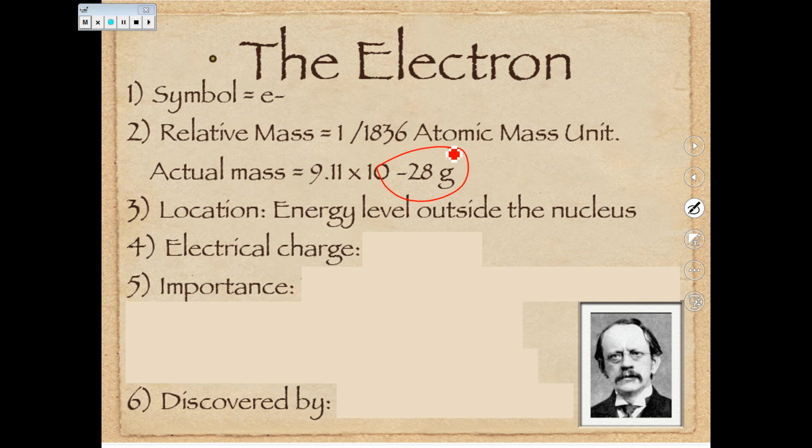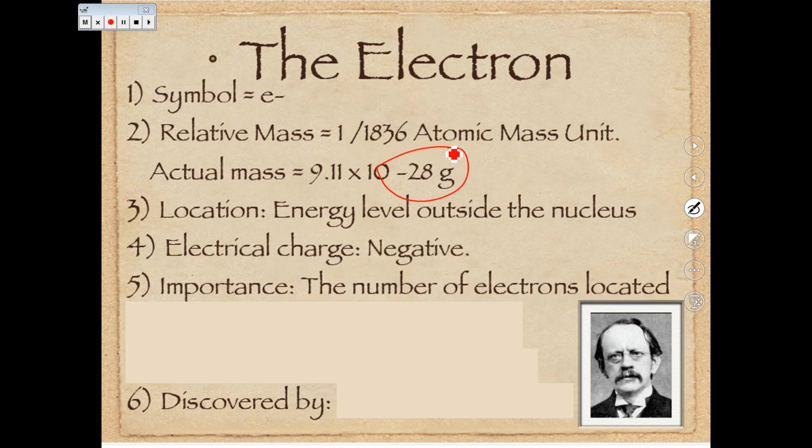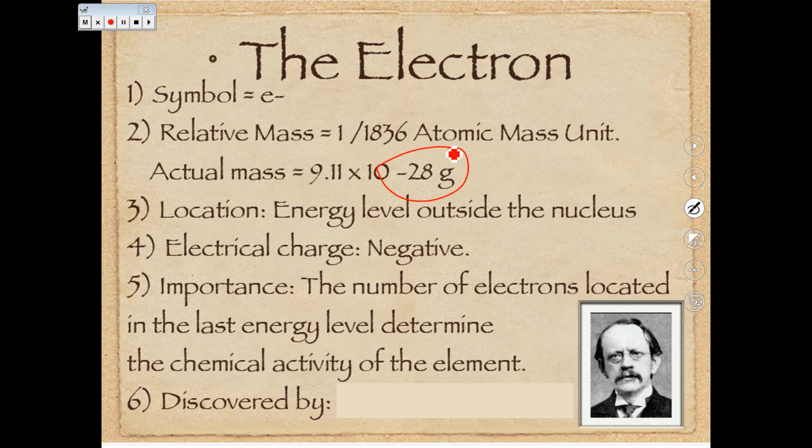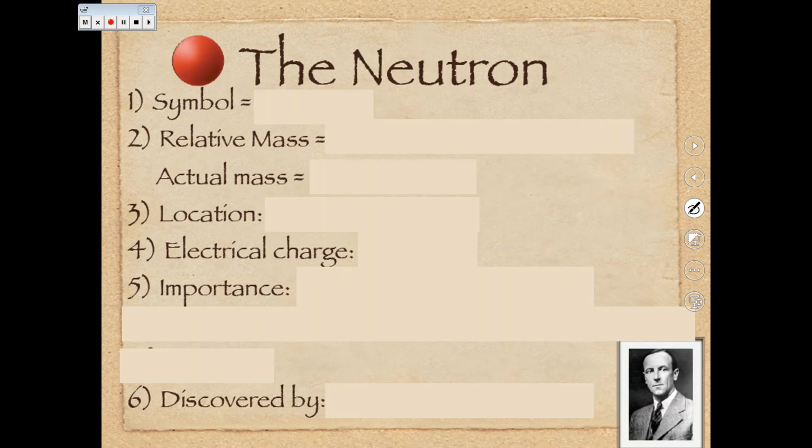It is located in the energy level outside the nucleus. Its electrical charge is negative. The electron is very, very important. The number of electrons located in the last energy level, which are given a special name called valence electrons, determines the chemical activity of the element. And it is from those valence electrons that we can predict chemical bonding and chemical activity. The electron was discovered by J.J. Thomson in 1897 with his cathode ray experiment that we learned about earlier.